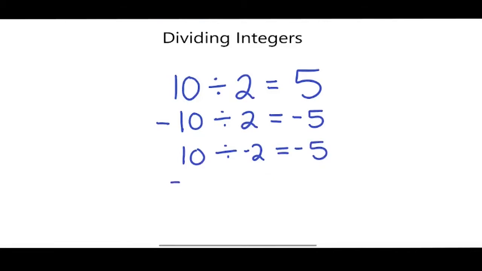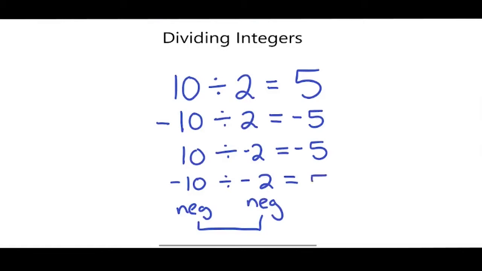Well, let's say I have negative 10 divided by negative 2. Well, here I have a negative divided by a negative. Well, those are the same. And if the signs are the same, then the answer is going to be positive. So 10 divided by 2 is 5.